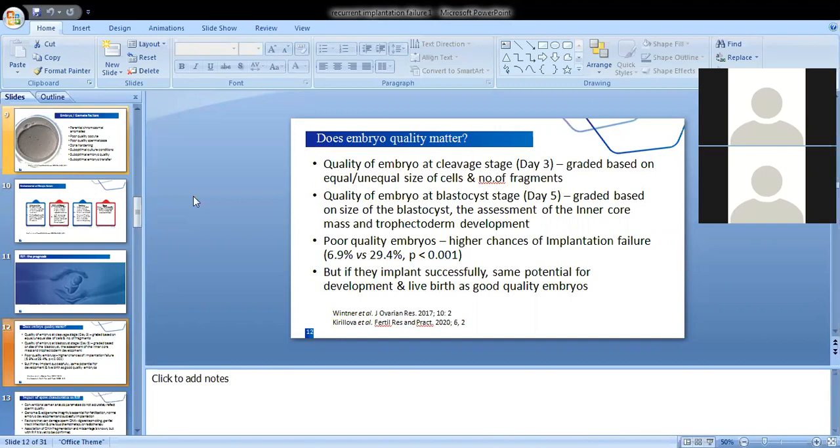As I mentioned already, a blastocyst has more chance of implantation, because I've explained already. So if there are poor quality embryos, there are more chances of implantation failure. But if they implant successfully, they have the same potential for development and live birth as good quality embryos.